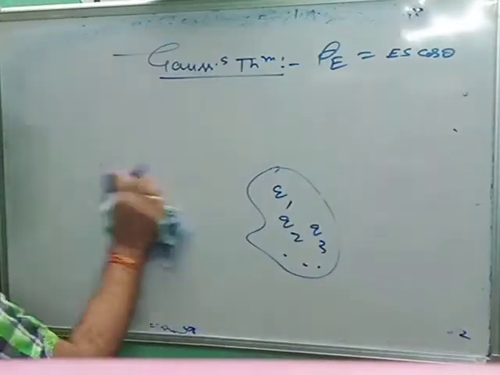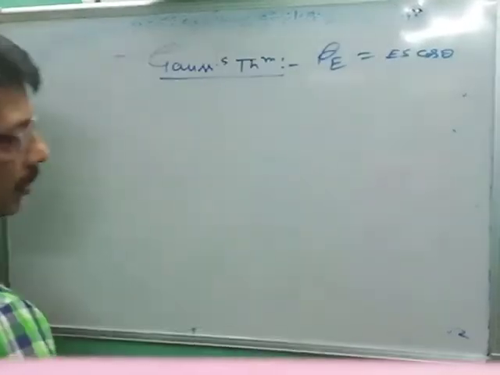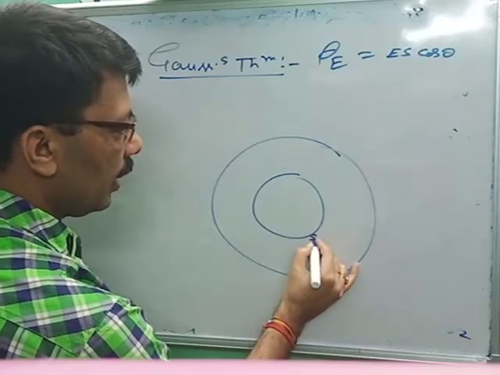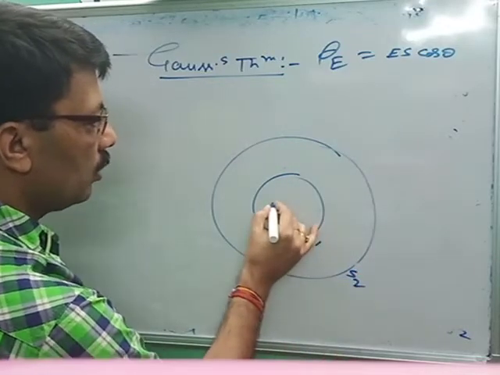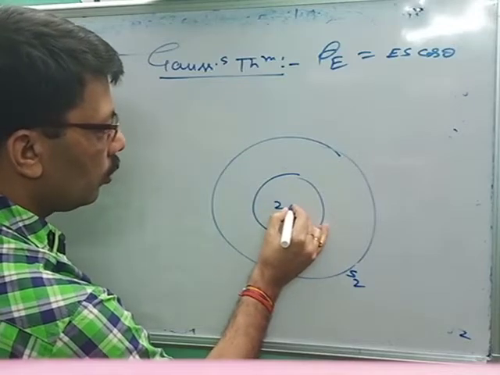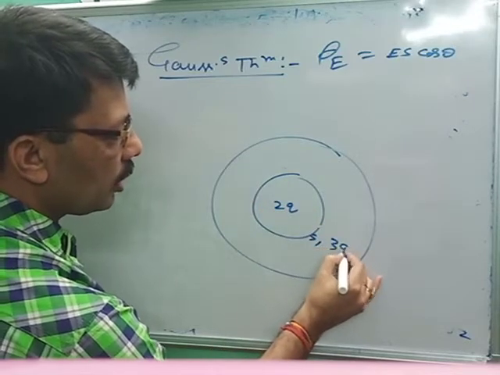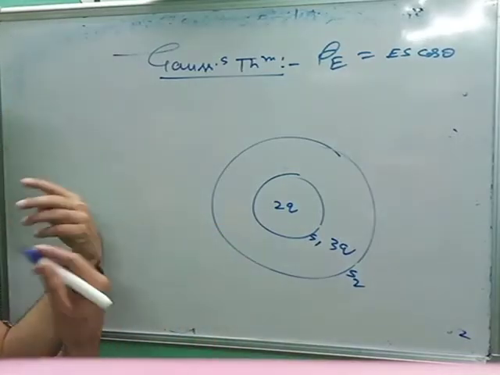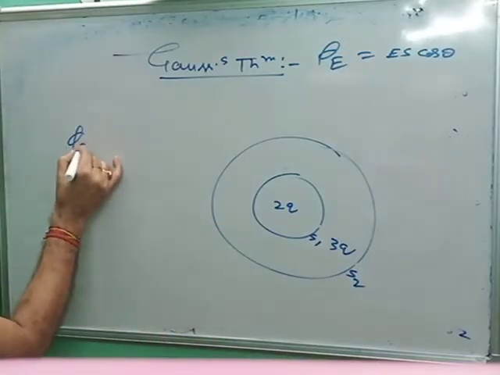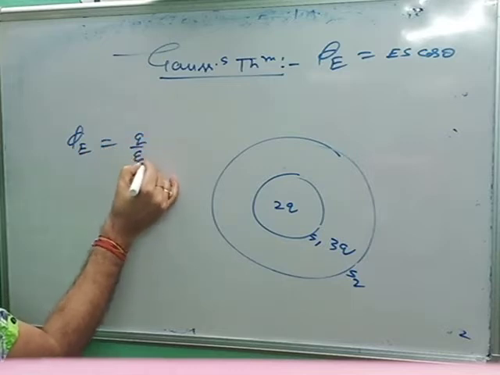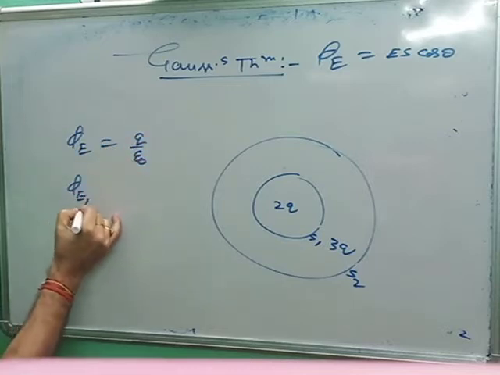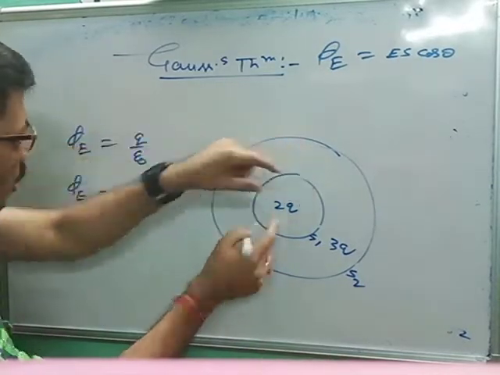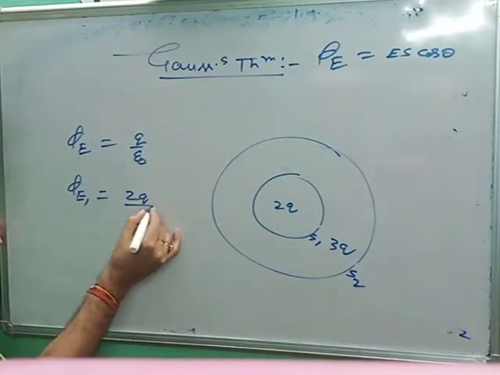Suppose a question like this is given, which is asked many times. This surface is S1, this is S2. Suppose charge 2q is here and charge 3q is here, and I ask, what is the ratio of flux? By Gauss theorem, phi is equal to q upon epsilon naught. So phi E1, for the first surface: what is the total charge? Only 2q is inside S1, so it will be 2q upon epsilon naught.